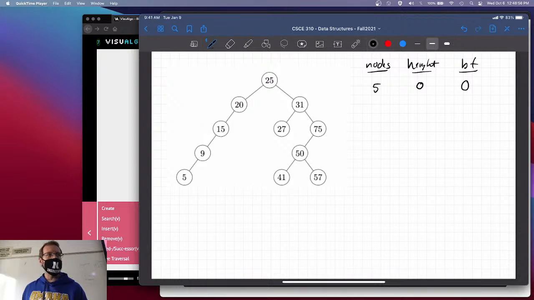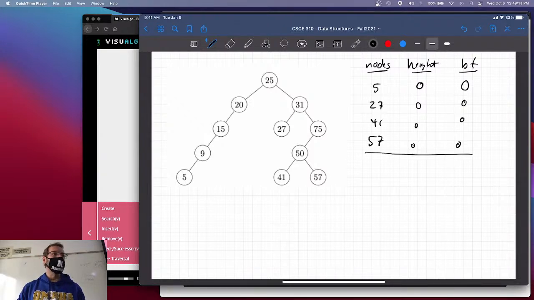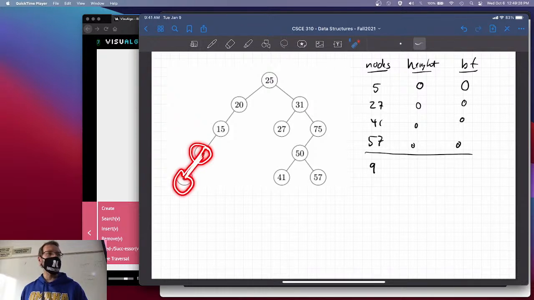Likewise, what about all of the rest: 27, 41, and 57? These are all going to be zeros. Why? Because they're all leaves, okay? It only starts to get interesting when we look at inner nodes. So let's look at 9. What is its height? The length of the longest path to any of its descendant leaves. It only has one descendant leaf. So what is the length of this path right here? 1.